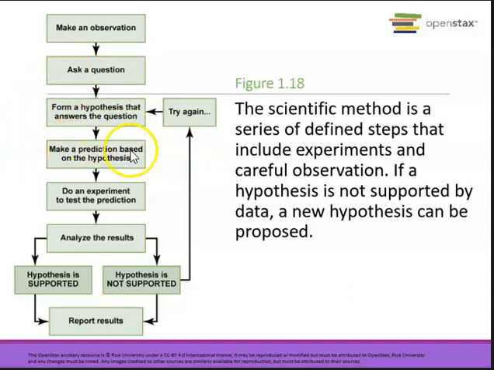You can then try to make a prediction based on the hypothesis. You will then perform an experiment to test that prediction and then analyze the results of that experiment. If the hypothesis is supported by your experiment, you can report the results. However, if the hypothesis is not supported by your experiment, you will still report the results. However, you will try again by forming a new hypothesis that will hopefully answer the original question, and then you go through the steps again until you find a hypothesis that is supported by your experiment. But overall, you always report your results.